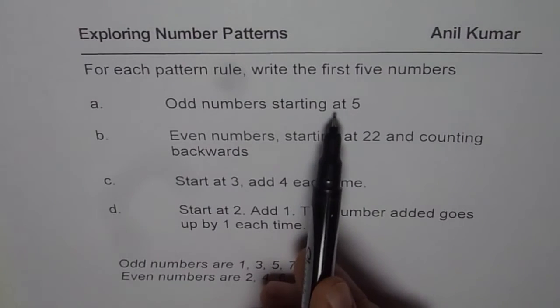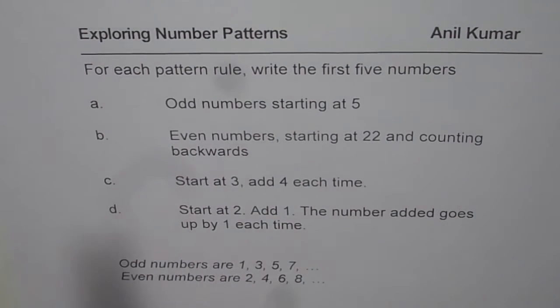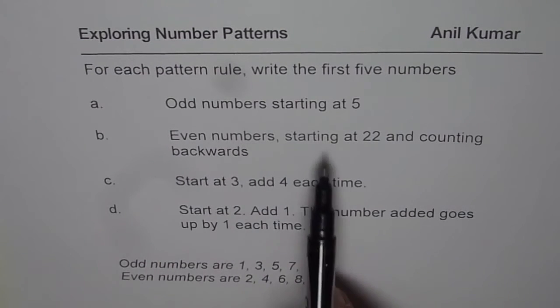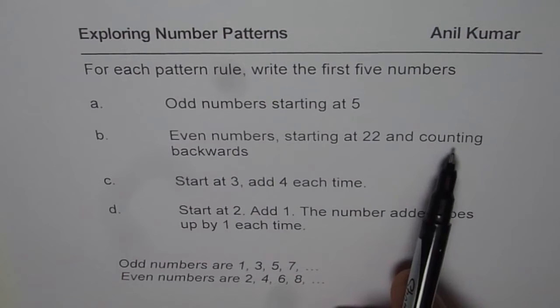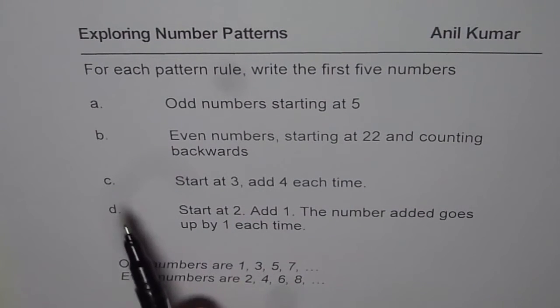Odd numbers starting at 5. That is my pattern rule. You have to write 5 numbers. Next pattern rule is even numbers starting at 22 and counting backwards. So these numbers should decrease.